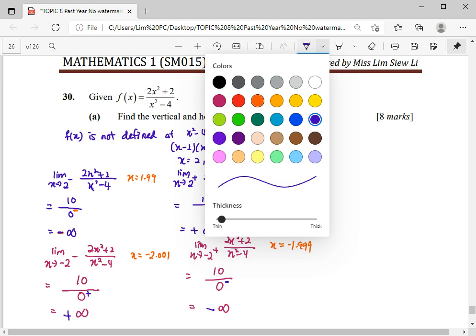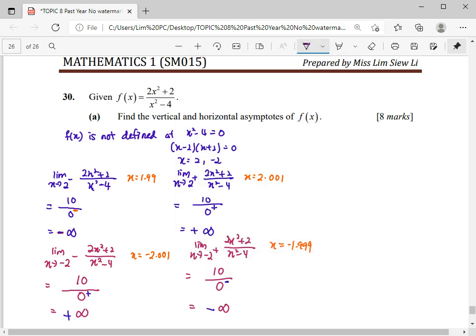So from this result, we can conclude that our vertical asymptotes are x equals 2 and x equals negative 2.